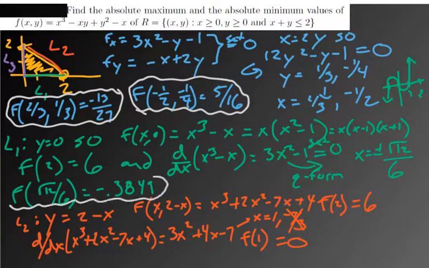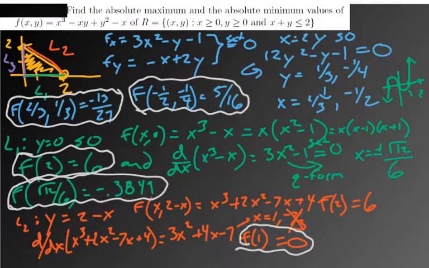So far, I didn't circle these ones, but we had f of 2 equals 6, f of root 12 over 6 equals that negative 0.3849 thing. And then we had f of 1 equals 0, and f of 2 equals 6. And so those are the max and min values on line 2. These are the max and min values on line 1. And now I need to do line 3.